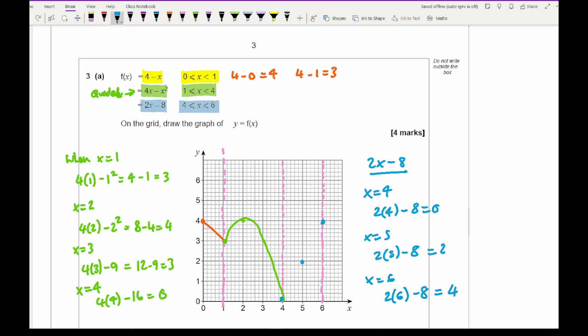So all that's left for me to do is join a straight line from there. What that then looks like is something like this. And again, make sure you're using a ruler with the 2 linear parts and a smooth curve for that middle part.